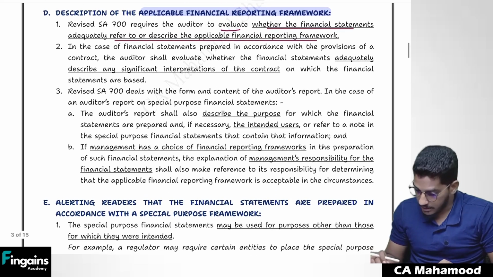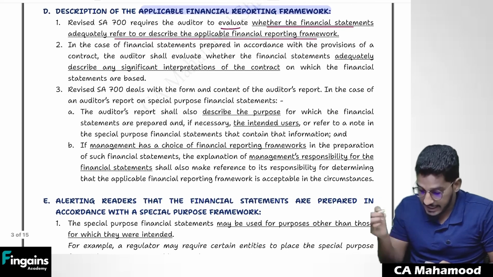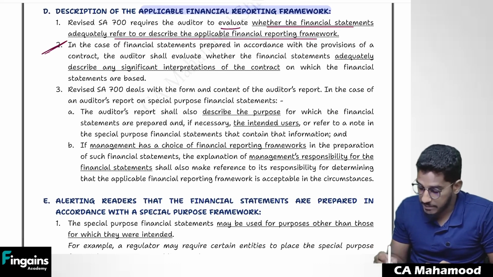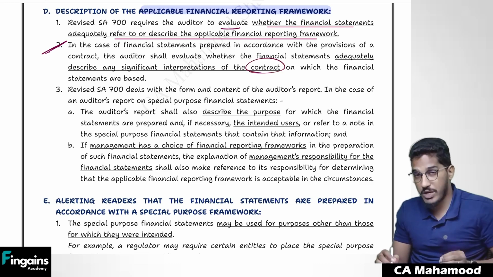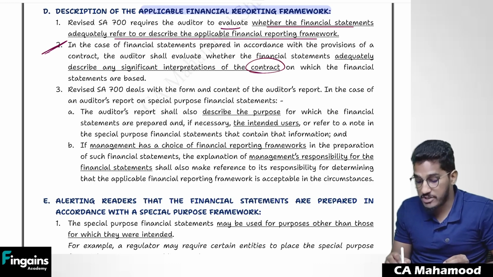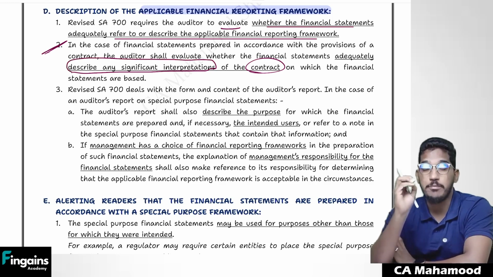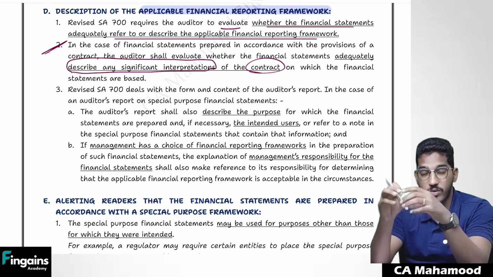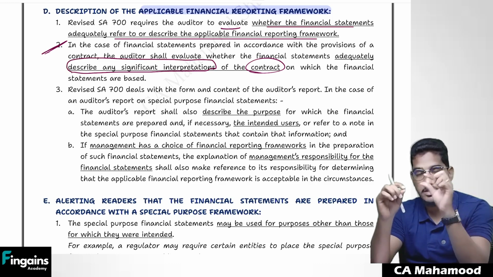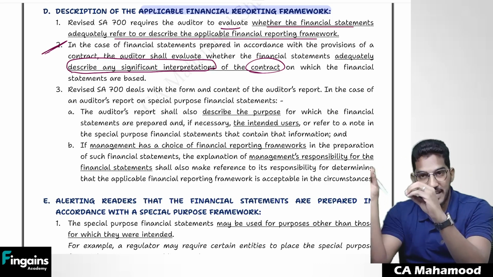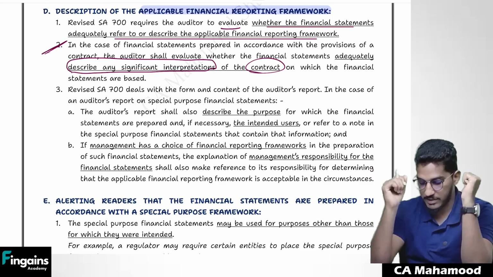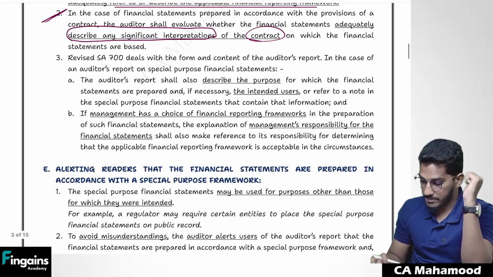And also, especially if the financial statements are prepared as per the requirements of a contract, the management has to even explain any significant interpretations of the contract, any important analysis of the contract that is required, any important explanation regarding the terms of the contract. The management should identify and explain that clearly in the financial statements, especially in the notes to accounts.